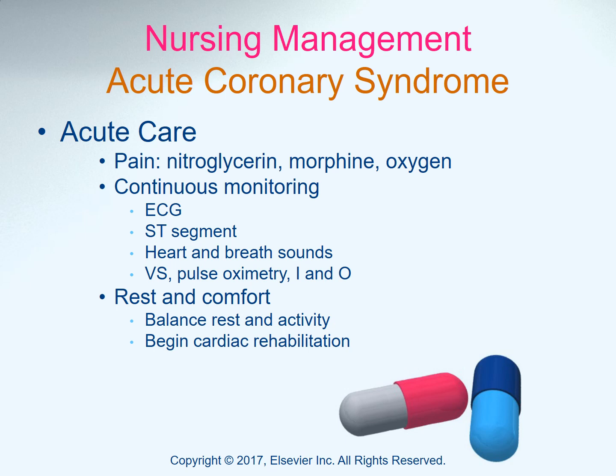So for their acute pain, we're going to give nitro, morphine, and oxygen, continuous monitoring with an EKG, look at the ST segment to see if it is elevating or going below the isoelectric line, listen to breath sounds and heart tones, vitals, pulse ox, I and O, and again, provide rest and comfort. We want to balance the rest with activity, and when everything is all done, the patient would go into either a phase 1, 2, or 3 of cardiac rehab.